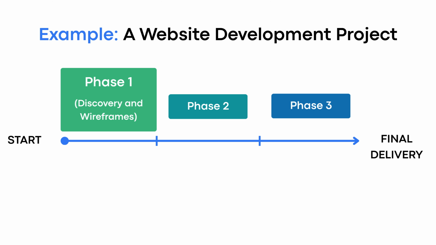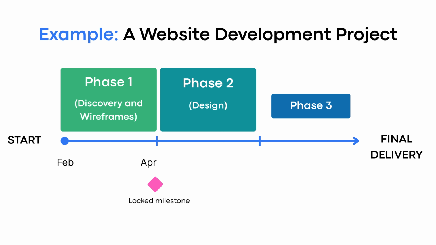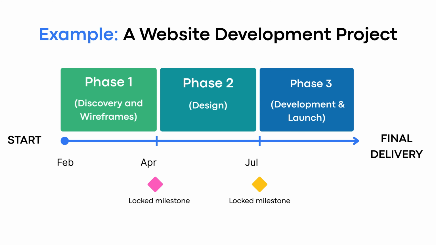Phase 1, Discovery and Wireframes. This phase starts at the beginning of February and runs for 3 months, so you lock the milestone on the last day of April. Next, Phase 2, Design. This phase is also estimated to take 3 months, from early May through the end of July. You lock another milestone at the end of this phase. Finally, Phase 3, Development and Launch. This is the final stage of the project, and completing this phase marks the final delivery.